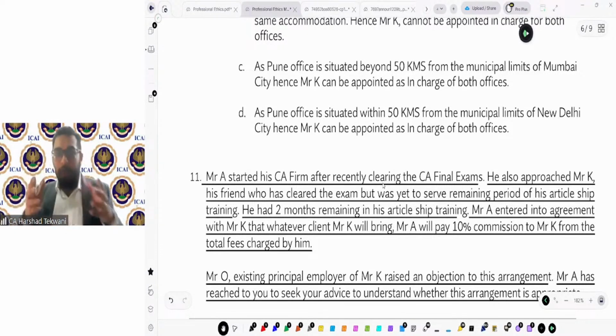Based on whatever we have discussed, you need to answer whether this arrangement is appropriate or not. Good Manish, good Charu. So whatever we have discussed, you need to think from that point of view right now and answer accordingly. Whether this arrangement is appropriate or not. Correct, Vanshika? Correct, Pooja?